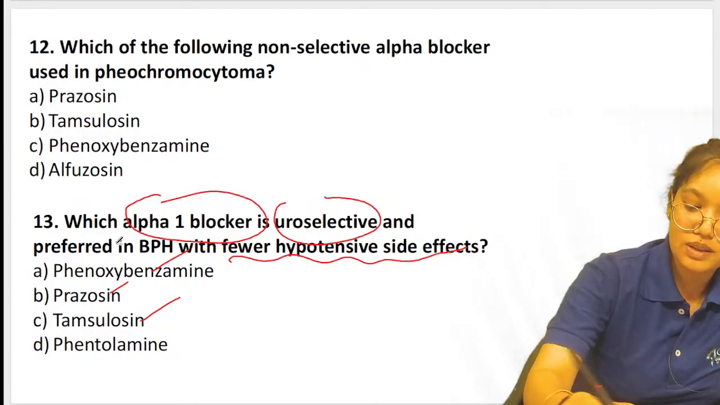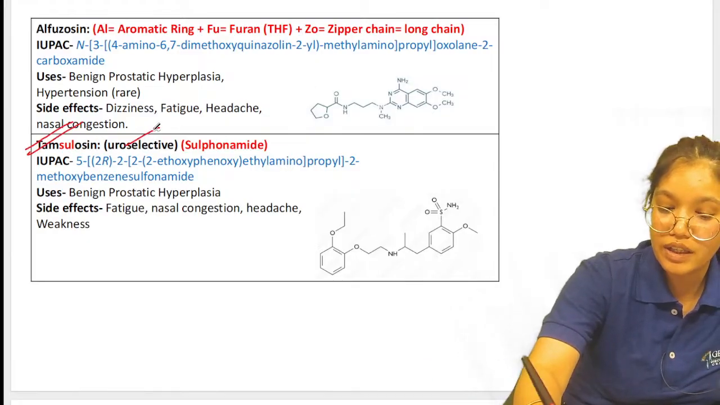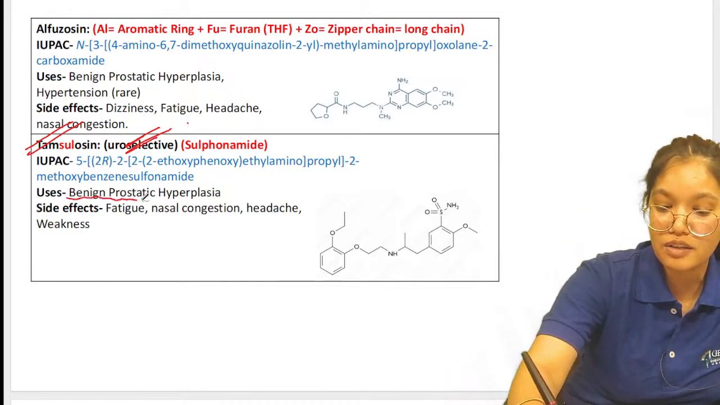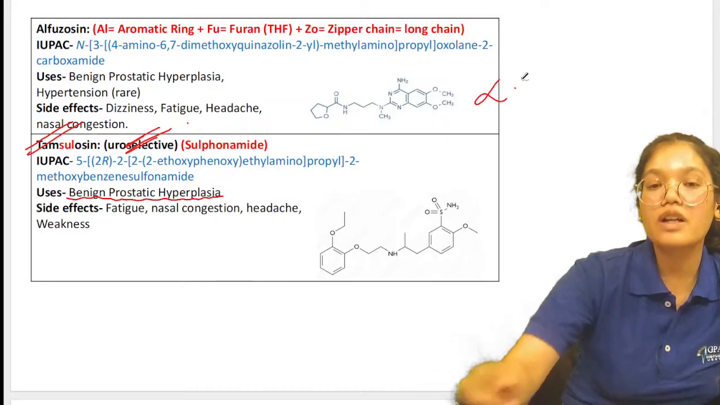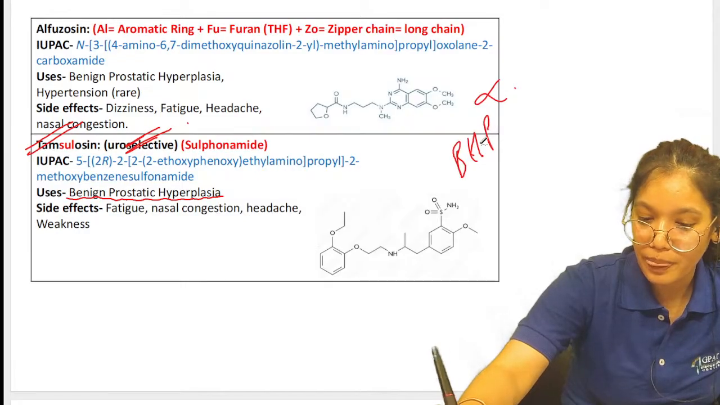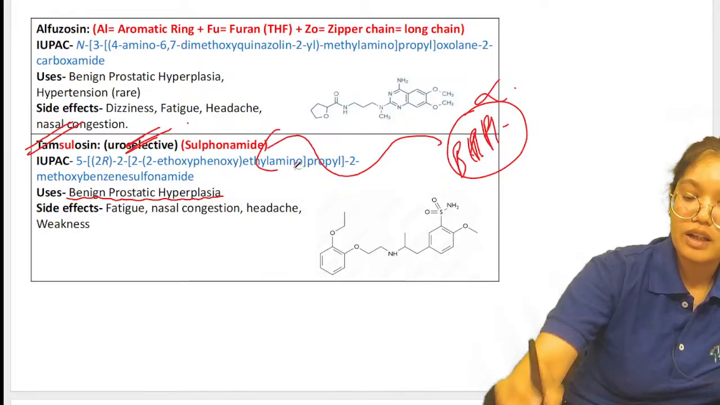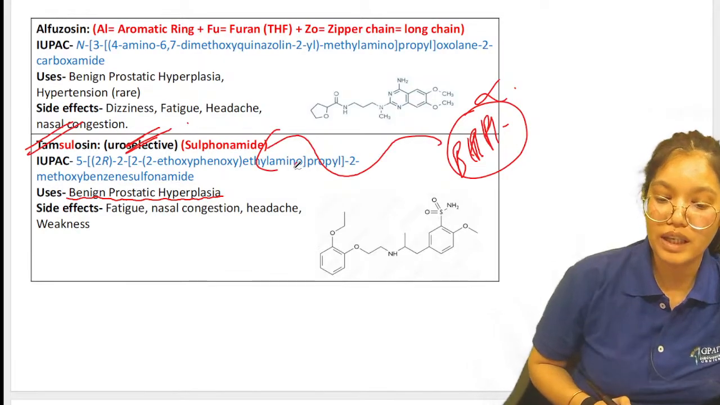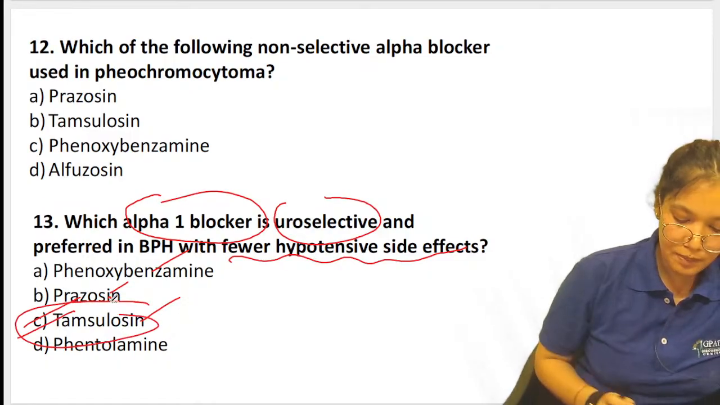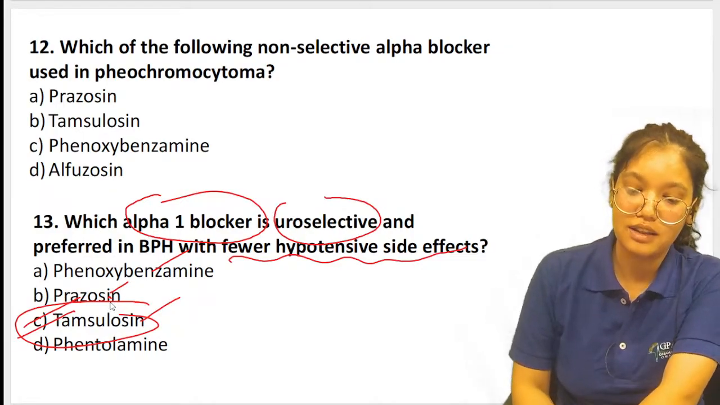It's tamsulosin. Here we studied about this, na? The tamsulosin. It is uroselective. I already told you it is uroselective and it is the first choice. The alpha blockers are the first choice for this BPH, but in alpha blockers also we prefer tamsulosin the most. Okay? So the answer is C, the tamsulosin. Remember that. Okay? Got it?